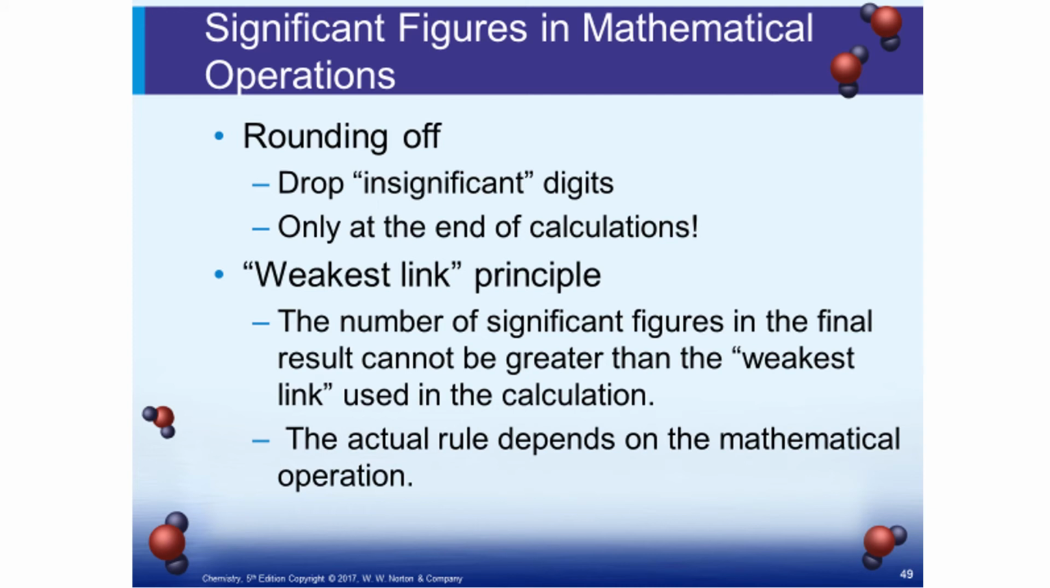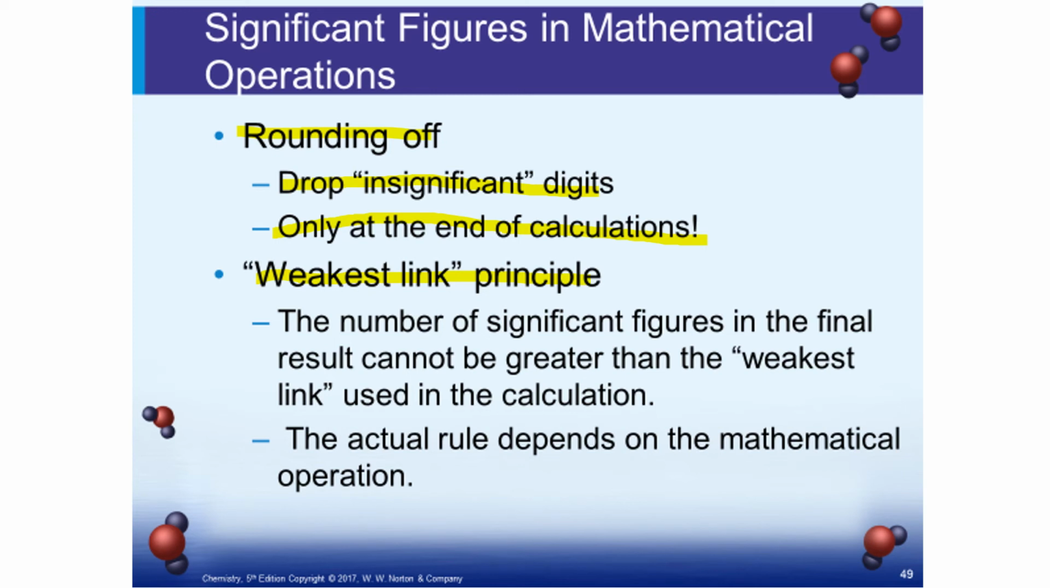A lot of times we're not just measuring something and then it goes away. We're doing something with that measurement. So there's rules for dealing with significant figures, especially in terms of the rounding. Basically, what you're doing is at the end of a calculation, you're dropping insignificant digits, things that don't have any physical meaning. This is only at the end of calculations. And this really involves kind of the weakest link principle.